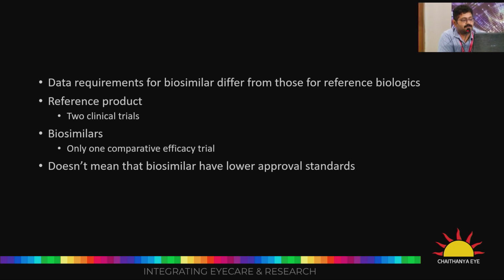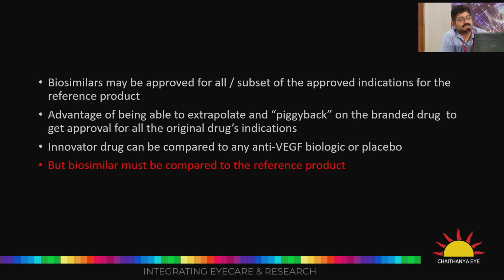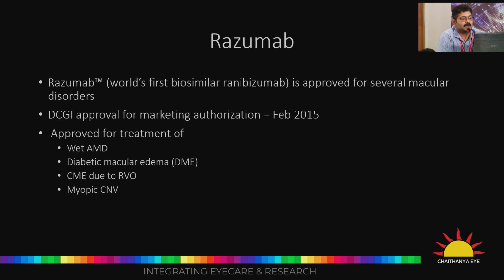The data requirements for biosimilars are also different. A reference original product requires 2 clinical trials for US FDA clearance, whereas the biosimilar only requires a single comparative efficacy trial. But that doesn't mean the biosimilar has lower approval standards. A biosimilar has the advantage of being able to extrapolate and piggyback on the original innovative drug to get approval for all the original drug indications. Also, in research, the innovative drug can be compared with any anti-VEGF agent or a placebo, whereas a biosimilar must only be compared to the original drug.